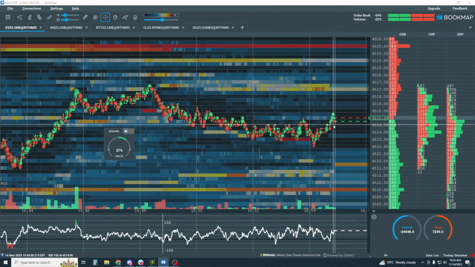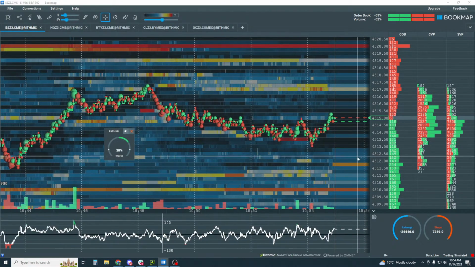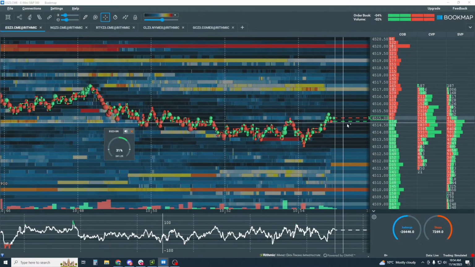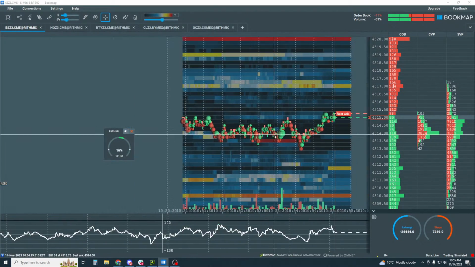Okay, buyers starting to come in. Now it's up at the top of the range. I don't like that, but the book is starting to show some interest. Okay, so looking for a bit of buying and then a move up into 17 here.